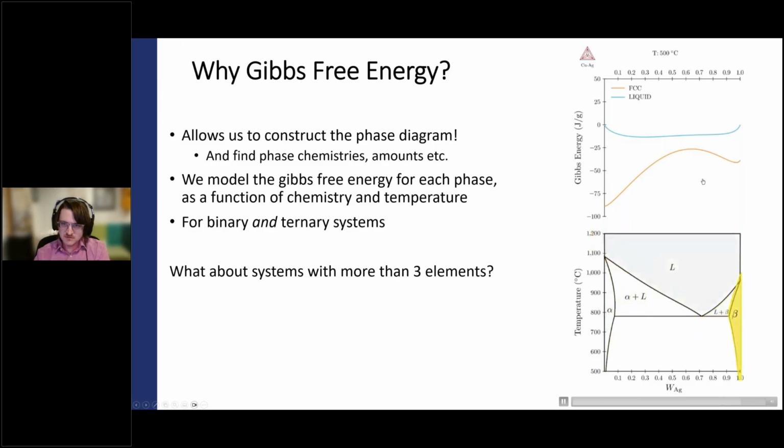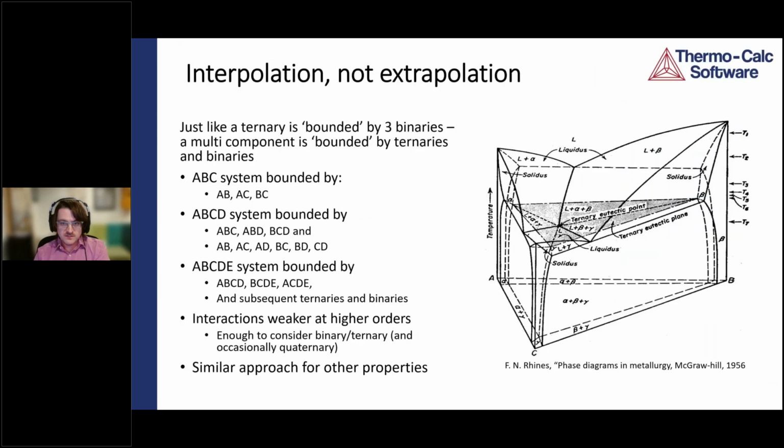Okay, this is a basic binary diagram. That's fine, and you can look up a lot of binary diagrams in the handbooks. But what about systems with more than 3 elements? Well, it turns out that this whole business of assessing the Gibbs energy changes for binary and ternary systems ends up being a giant interpolation problem, and I'll explain what I mean by that.